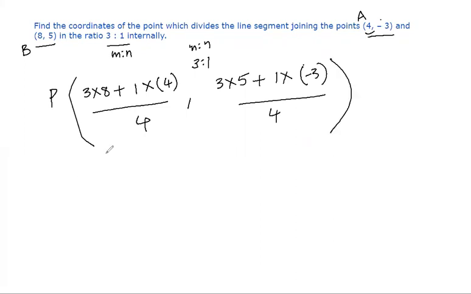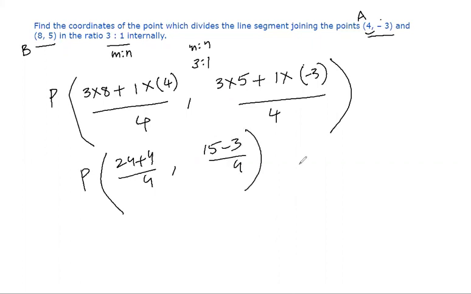So we can just cross check once again. mx2 is m is 3 and x2 is 8, then n x1 is 4. This is correct. So 8 3s are 24 plus 4 by 4, and this is 5 3s are 15 minus 3 by 4. So coordinates of P are 24 by 4 is 7, and this is 12 by 4 is 3. So we have done this.